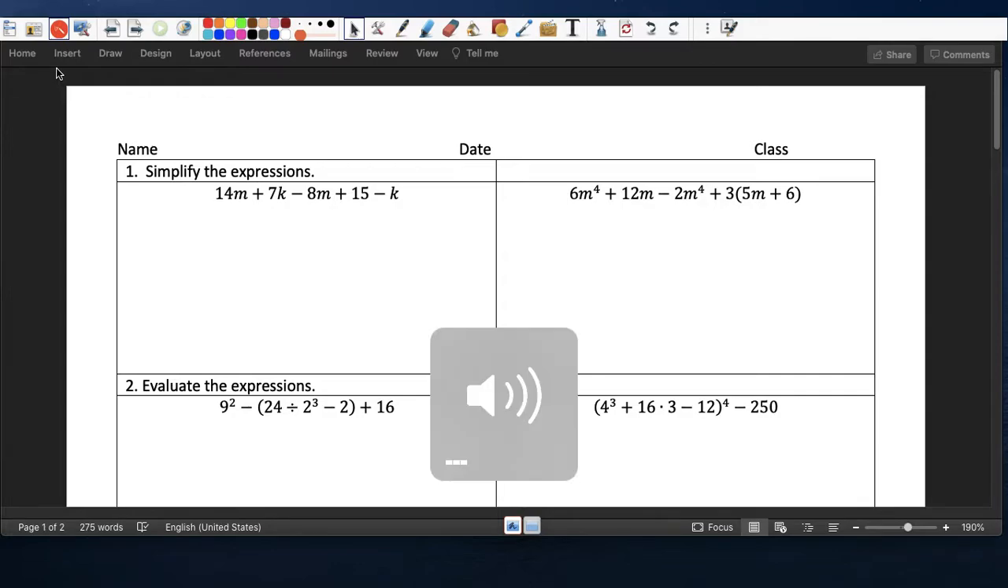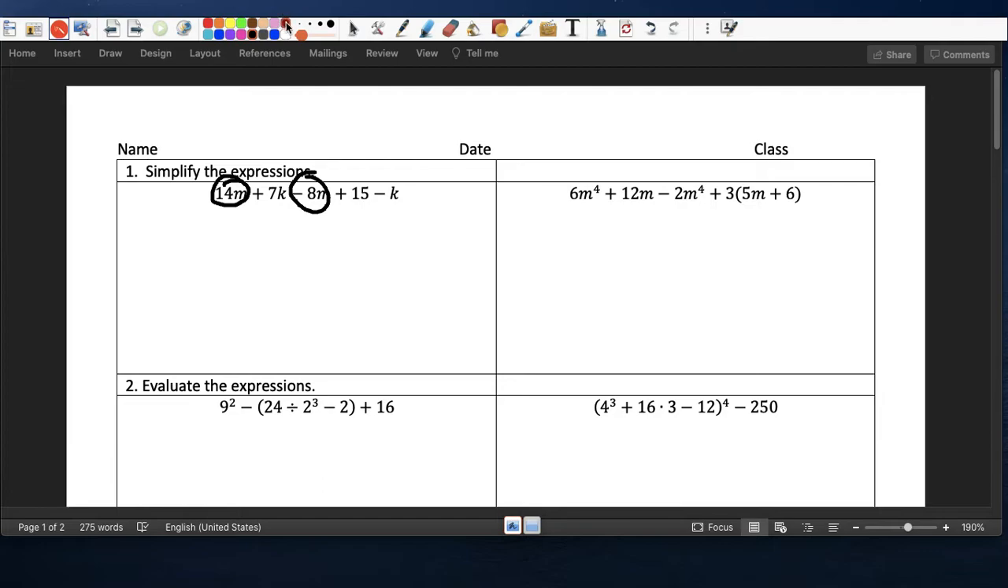Because I am very, very late today. Sorry. So let's go to the first one. We're going to rewrite this, right? So here are our like terms. Sorry, guys. I apologize for the lateness of this. Hopefully, you actually did some of these.